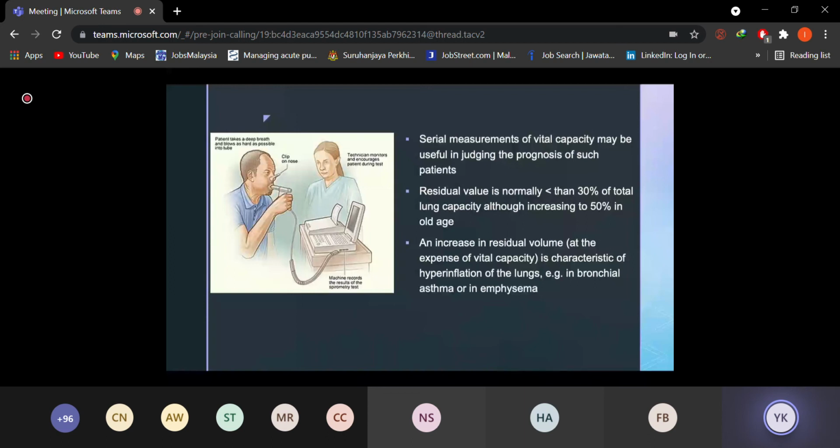Residual volume is normally less than 30% of the total lung capacity, although it will increase to 50% in old age, because in old age the lung elasticity is reduced and the lung becomes stiff. So residual volume is increased. An increase in the residual volume is a characteristic of hyperinflation of the lung, for example in bronchial asthma or emphysema.